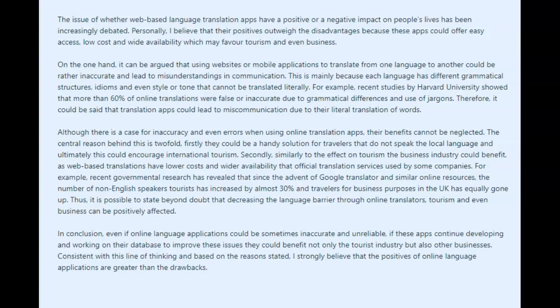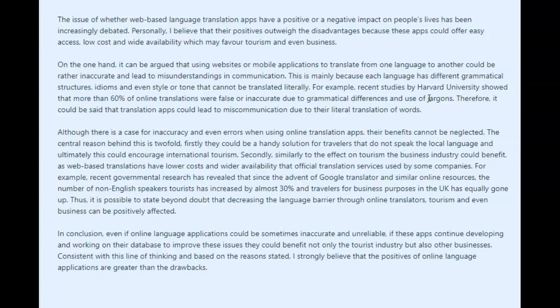Lovely, I like that. On the one hand, it can be argued that using websites or mobile applications to translate from one language to another could be rather inaccurate and lead to misunderstandings in communication. This is mainly because each language has different grammatical structures, idioms, and even style or tone that cannot be translated literally. For example, recent studies by Harvard University showed that more than 60% of online translations were false or inaccurate due to grammatical differences and use of jargon, singular here. Therefore, it could be said that translation apps could lead to miscommunication due to their literal translation of words.